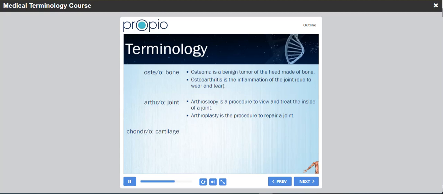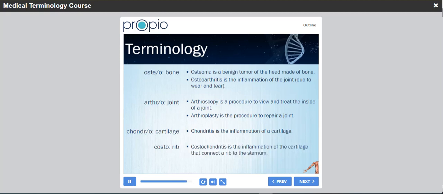Chondro is pertaining to cartilage. For instance, chondritis is the inflammation of a cartilage. Costo is pertaining to rib. Costochondritis is the inflammation of the cartilage that connects a rib to the sternum.